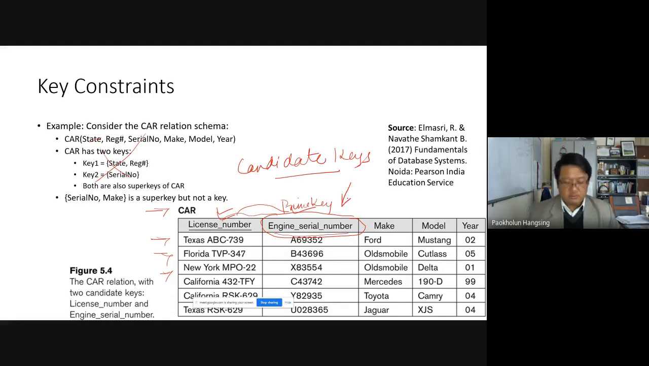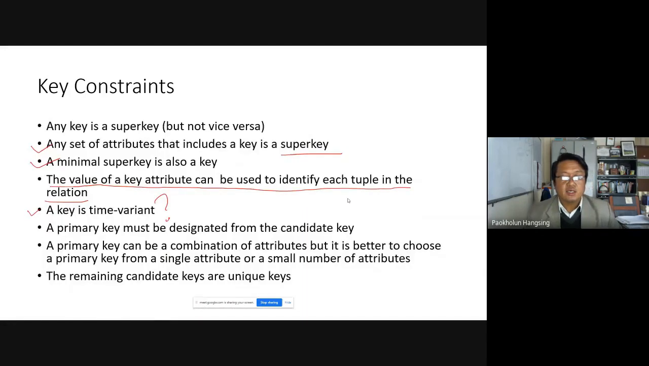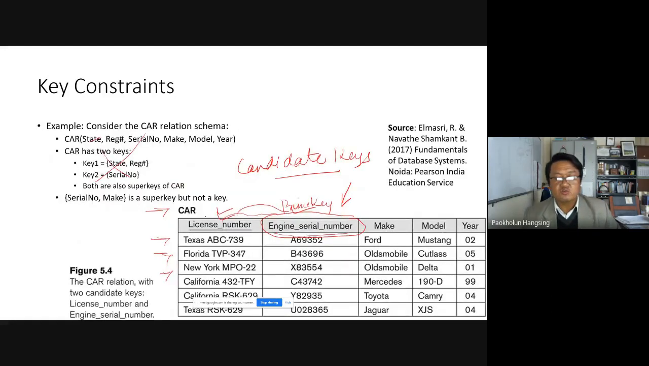But a primary key can be a combination of attributes. It can be a combination. We can use both license number and engine serial number, or we can even use all of these: license number, engine serial number, make, model, year. All of these attributes can also be used as a primary key because the value in its tuple will be unique. Therefore, that itself also uniquely identifies a tuple.